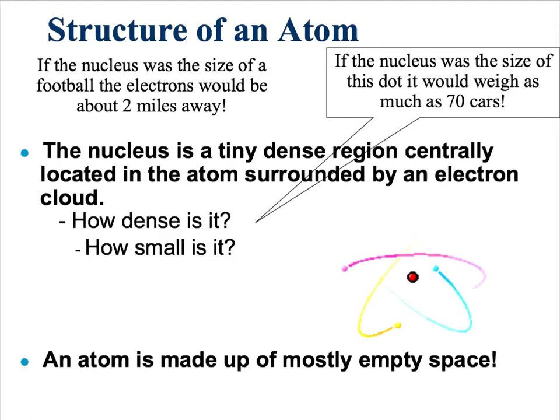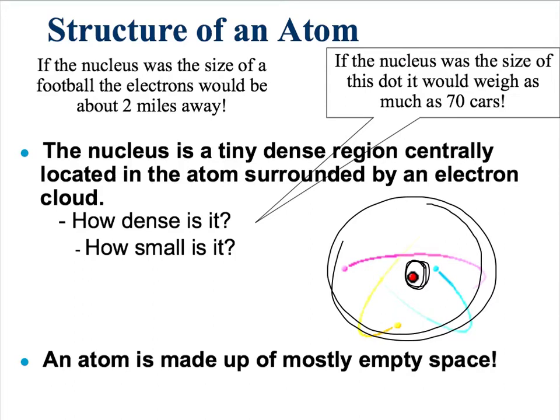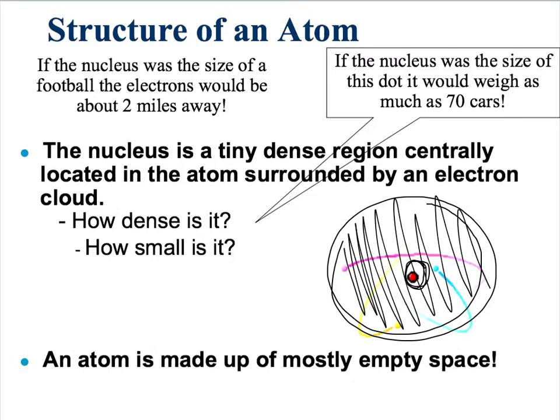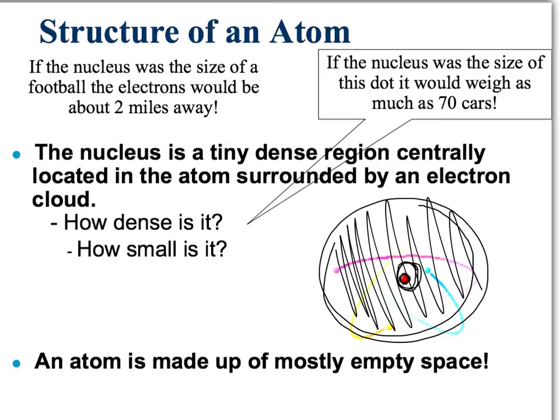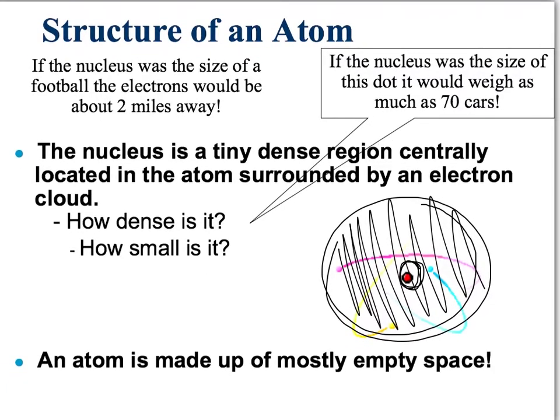So like we said earlier, atoms are made up of a nucleus, which is the tiny dense region in the middle, and an electron cloud, which is this big region that's around the nucleus. Atoms are mostly made up of this empty space out here in the electron cloud. But all of the mass is located here in the nucleus in the middle.